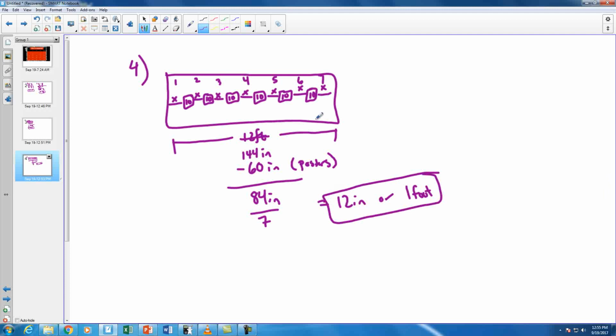Now, there is another way to do this. This is a pretty simplified approach to the question, which is great. But another way to build the problem would be to say that I have 7 X's plus 60 inches of poster, and that equals 144. If you look at the 2 steps we did, we would minus 60. That would again give us 84 equals 7x, and the last step would be to divide by 7. So we get the same answer either way, but there is more than one way to do the problem.